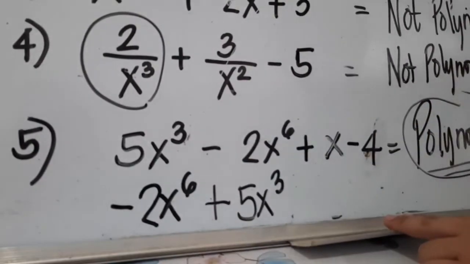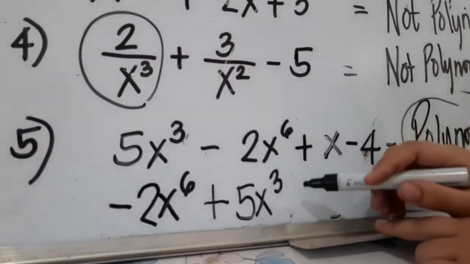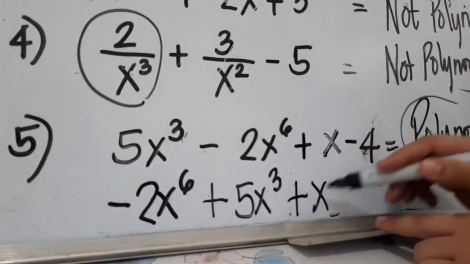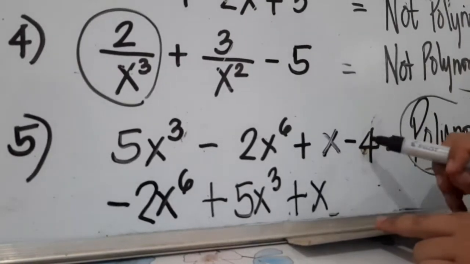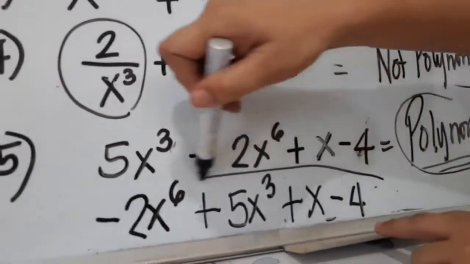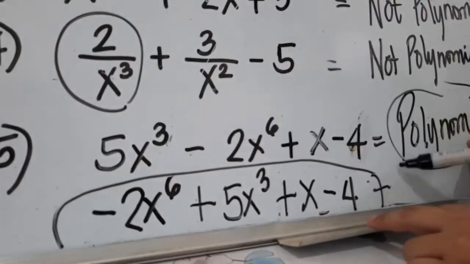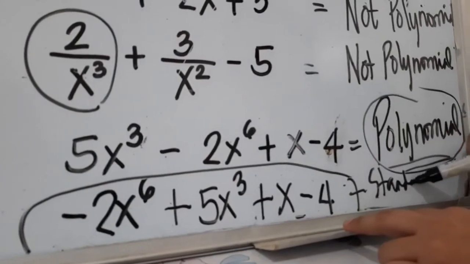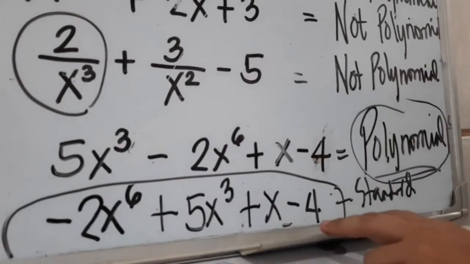The next, decreasing also with the exponent. This is x. Very good. So plus x. And the last one will be the constant. So minus 4. And this is the standard form of our polynomial expression.